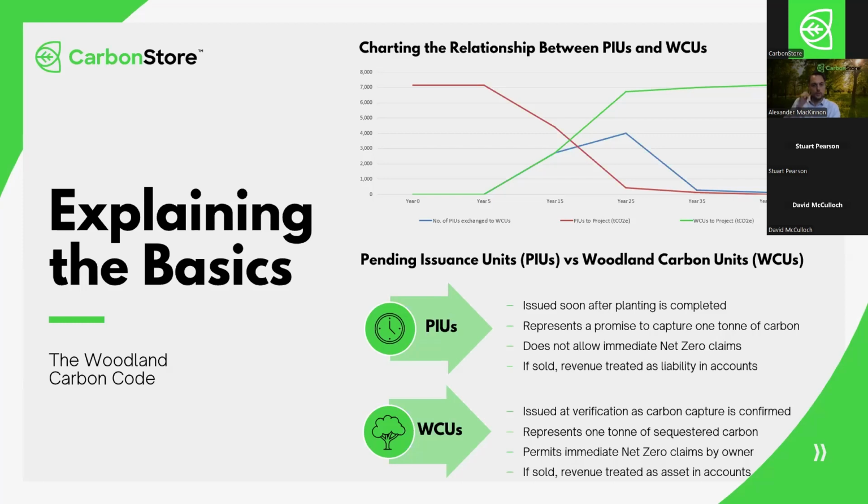The chart at the top of the page illustrates the relationship between PIUs and WCUs. Just after planting, with no carbon captured, 100% of the units are PIUs. However, as the trees grow and the carbon sequestration is confirmed at each verification, a growing proportion of the PIUs are converted into WCUs, so that at the end of the project's duration, 100% of the outstanding units are WCUs.